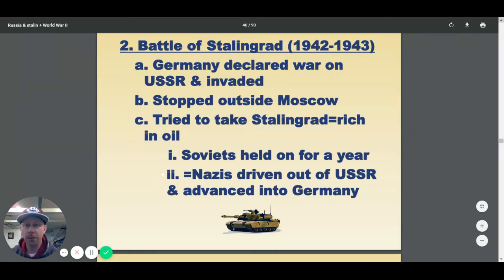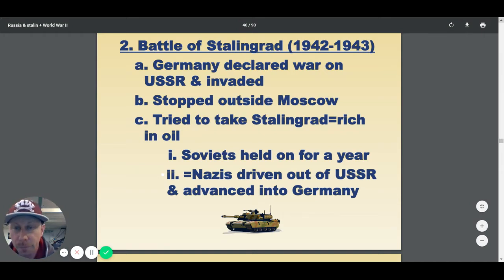Germany declared war on the Soviet Union and invaded the Soviet Union. They decided to go to Stalingrad and try to get it for its oil. This is the bloodiest battle in world history. Over 850,000 Nazi troops were killed in this battle. Over 1.2 million Russian soldiers were killed during this battle. So that puts it over 2 million for sure were killed, and statistics back then were not that great. Probably even more than that died.